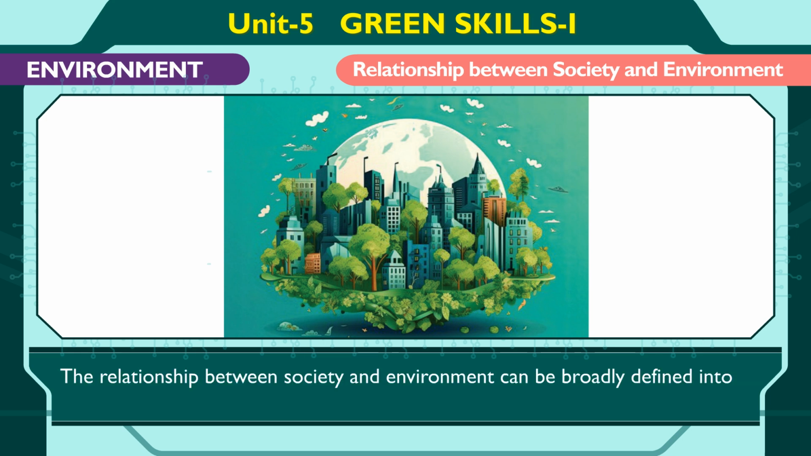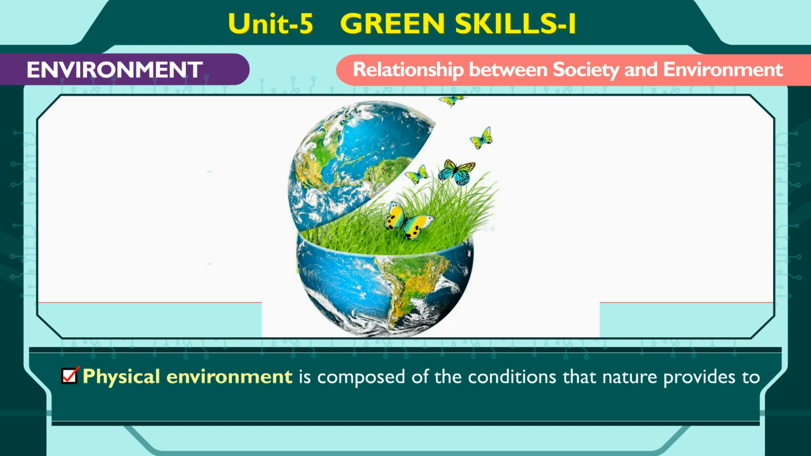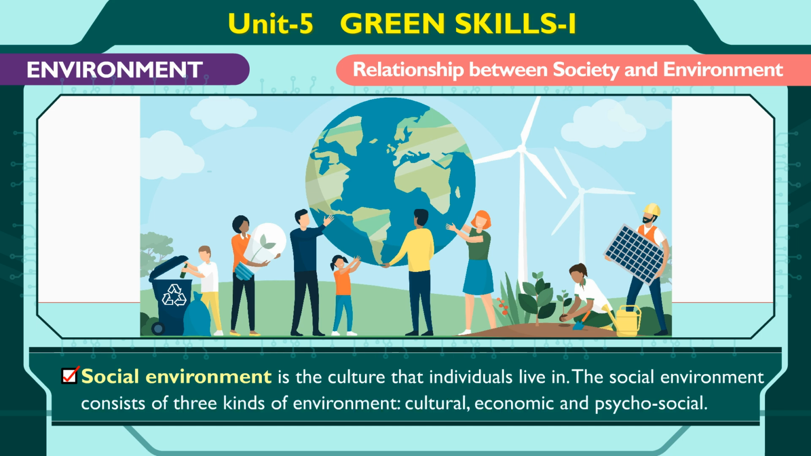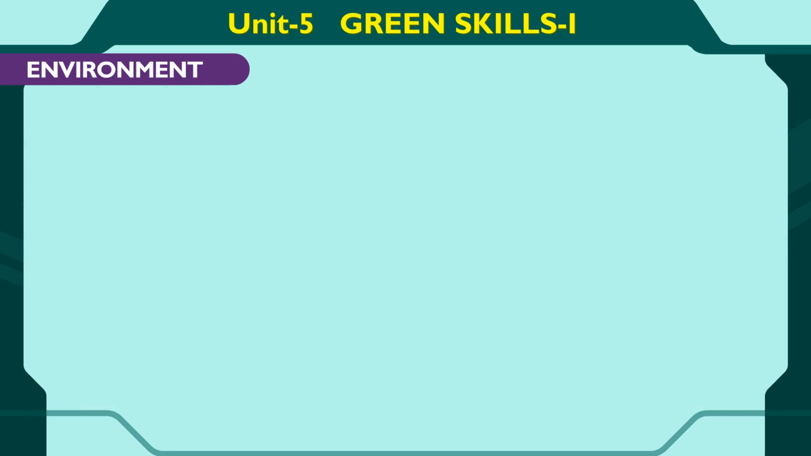The relationship between society and environment can be broadly defined into two forms. Physical environment is composed of the conditions that nature provides to man. It includes natural resources. Social environment is the culture that individuals live in. The social environment consists of three kinds of environment: cultural, economic, and psychosocial.